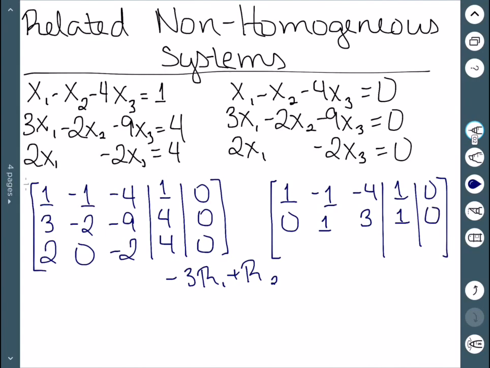0 plus 0 is 0. For the third row, it's a 2. So we'll do -2 row 1 plus row 3. -2 plus 2 is 0. 2 plus 0 is 2. 8 minus 2 is 6. We then have -2 plus 4, which is 2, and 0 plus 0, which is 0.